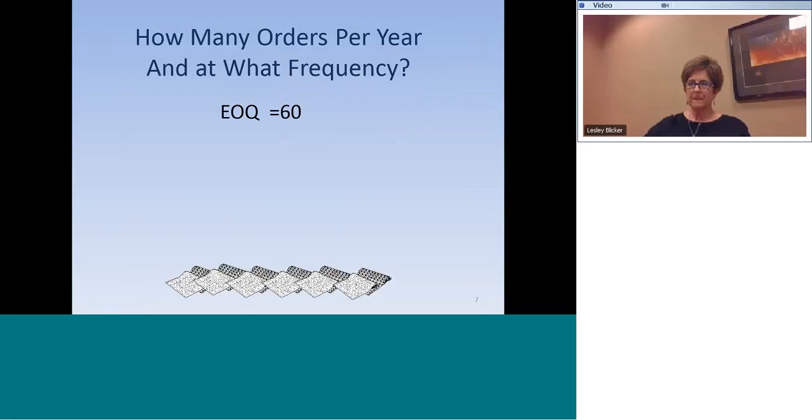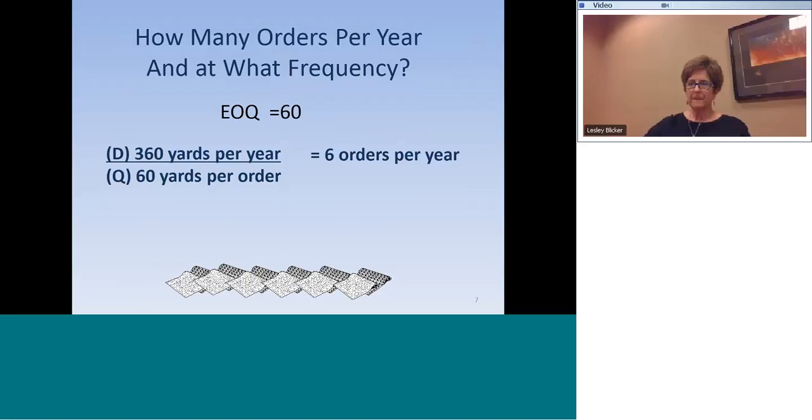Now that we know our economic order quantity of 60 yards or units, we can determine how many orders to place throughout the year so that we have sufficient inventory on hand. And we do this by taking our annual demand, D, of 360 yards or units per year, and dividing it by our order quantity, Q, of 60 yards per order. And this gives us 6 as the number of orders to place during the year.